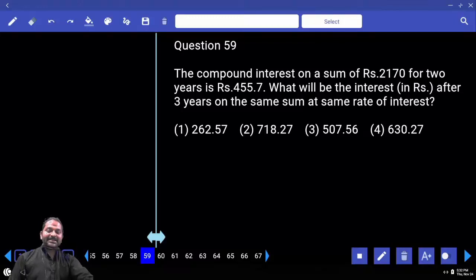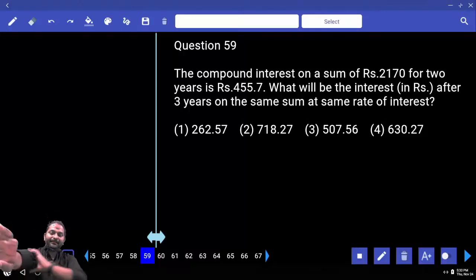The compound interest on a sum of 2170 for 2 years is 455.7. What will be the interest after 3 years on the same sum at the same rate of interest? At the same rate of interest, right?